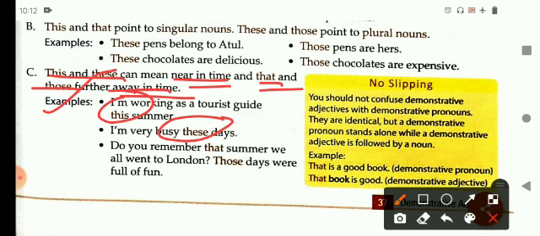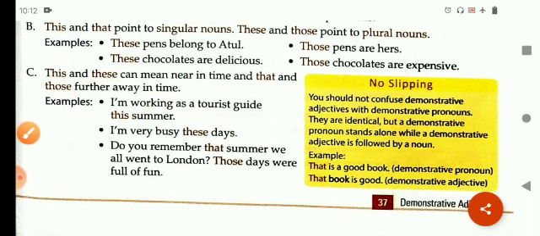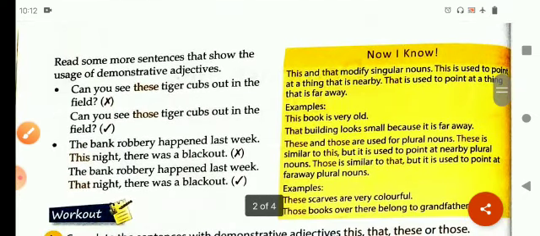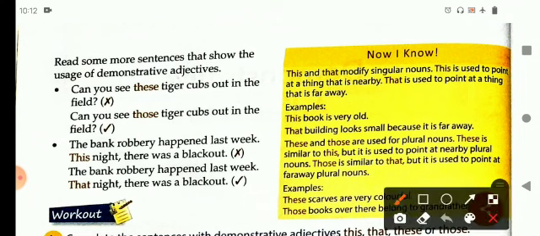Do you remember that summer we all went to London? Those days were full of fun. Here in this sentence, that and those are denoting the far away time. Now let's read some more sentences that show uses of demonstrative adjectives.